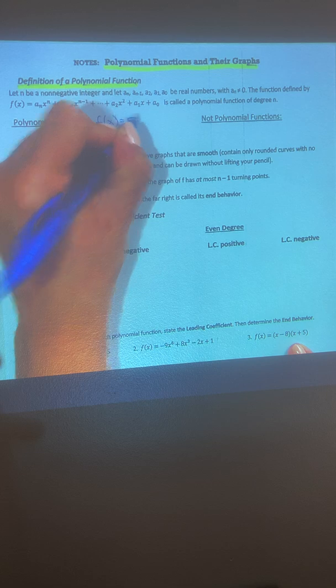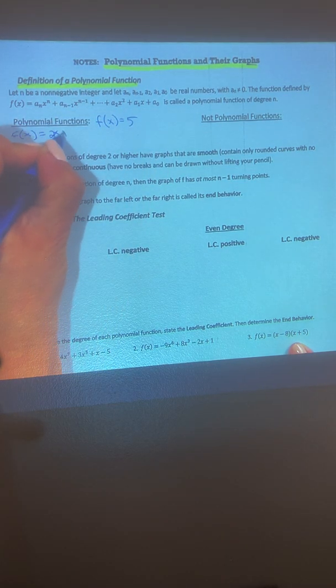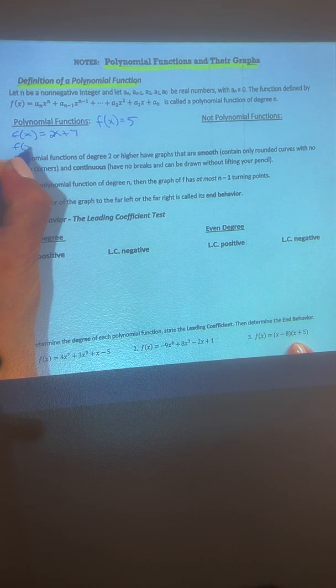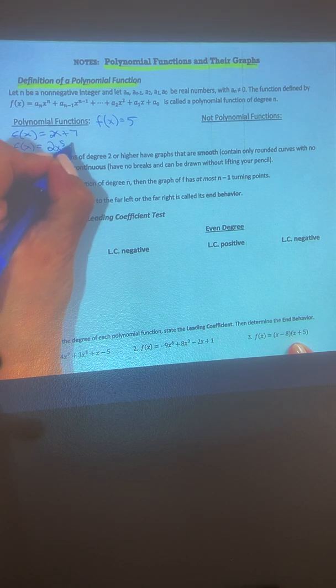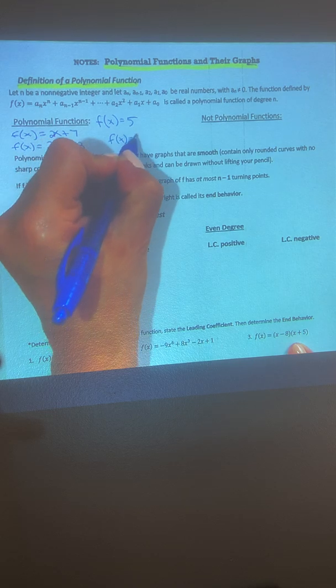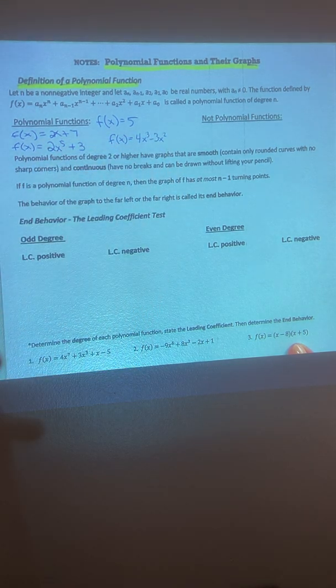f of x equals 5, f of x equals 2x plus 7, f of x equals 2x to the 5th plus 3, f of x equals 4x to the 3rd minus 3x squared. Those are all examples of polynomial functions.